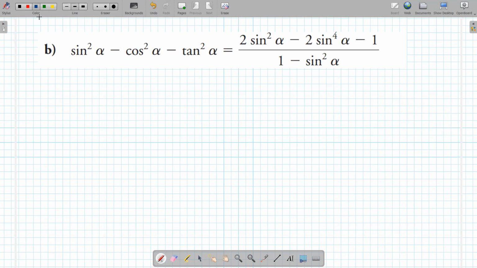But I'm going to start on the left, because that tan, I know I can change it into a sine or a cos. Let's try that. Minus cos squared alpha, this is alpha, the letter A, minus sine squared over cosine squared. What's the only thing we can do for the next step? There's only one thing we can do. What is it?